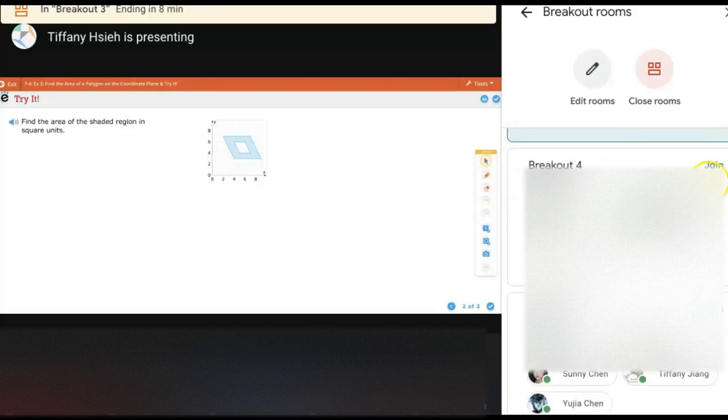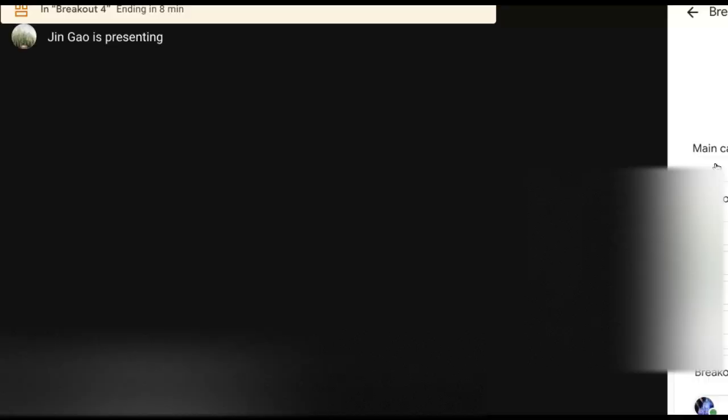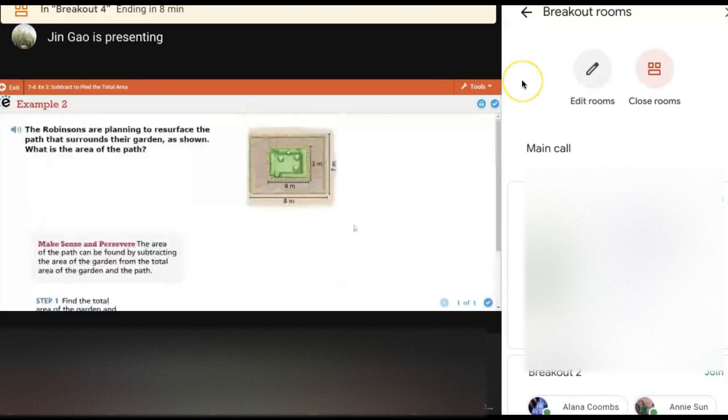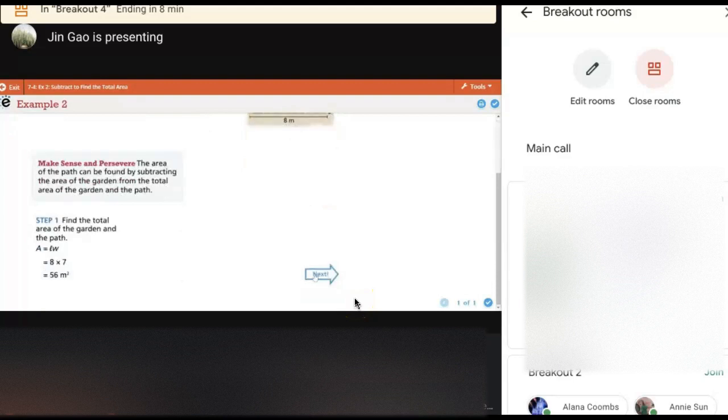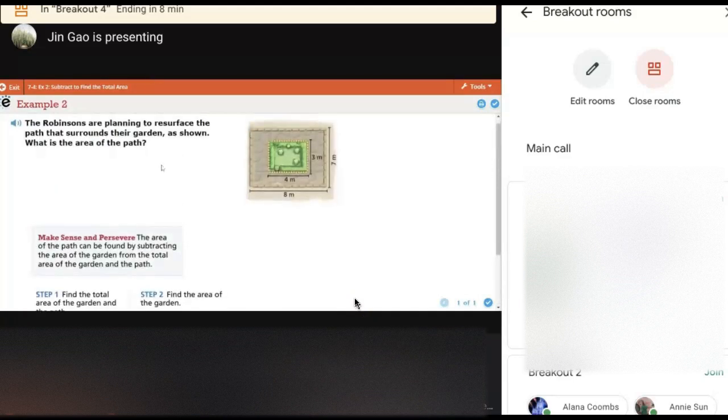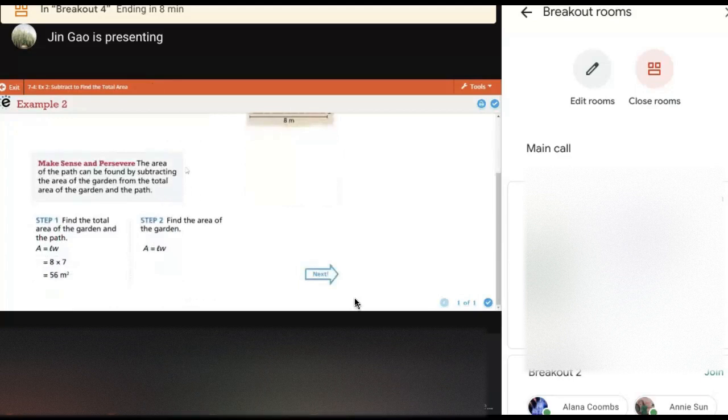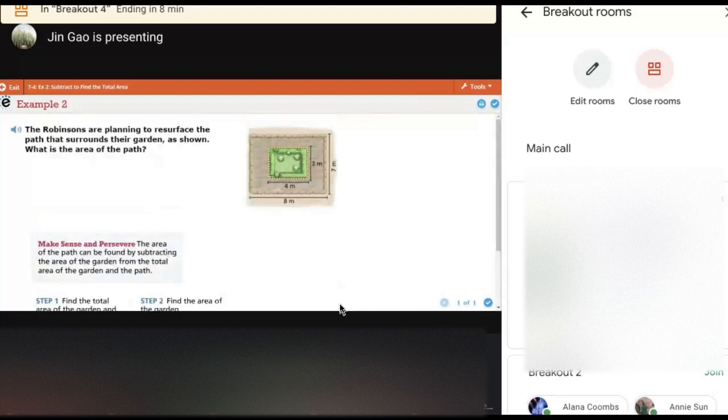Now I'm going to group 4, breakout room 4. Let me see what they're doing. They're still on example number 2. Let's see how they solve this problem. So we subtract the outside area and then the inside area. Hi everyone, how are you doing? Really good. So I heard you guys subtracting the inside area. In this group it's Briar and Jin.